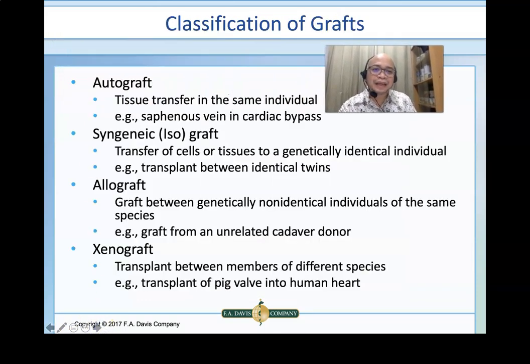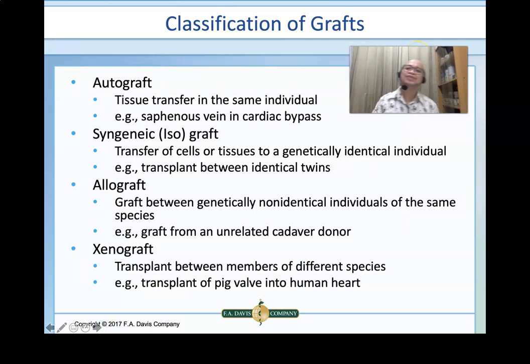That is the reason why we can classify grafts into several types. For example, when we say tissue graft, it is the tissue transfer in the same individual, meaning the graft that you will be using in one part of the body actually came from another part of your body. For example, if you are having a cardiac bypass, you will need a blood vessel to do that. Some doctors would get the saphenous vein, and that vein will be used for the cardiac bypass.